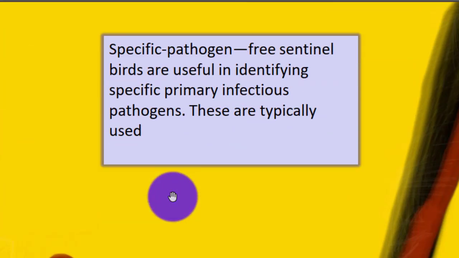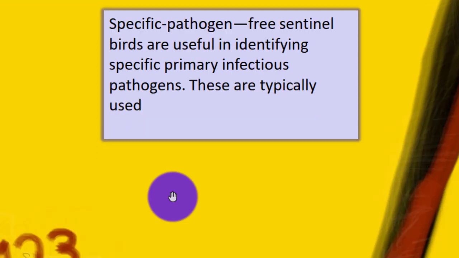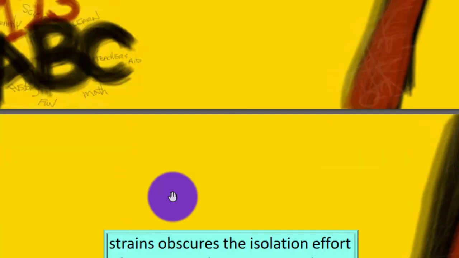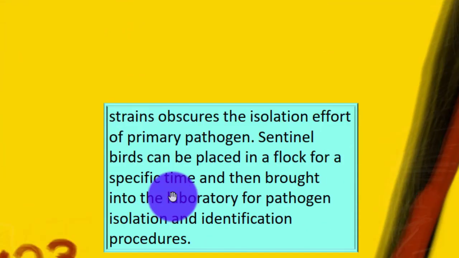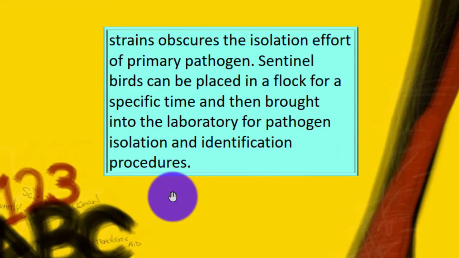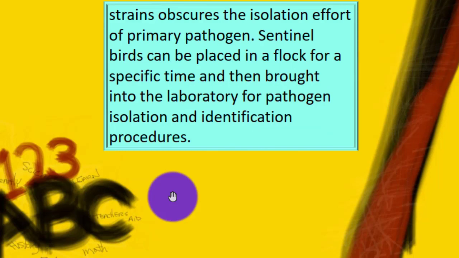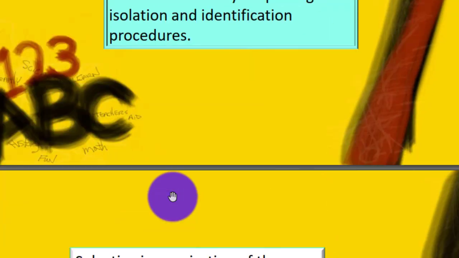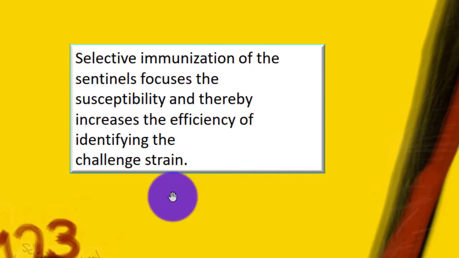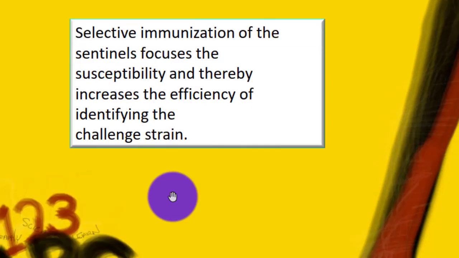Specific pathogen-free sentinel birds are useful in identifying specific primary infectious pathogens. These are typically used when interference from overwhelming co-pathogens or vaccine strains obscures the isolation effort of the primary pathogen. Sentinel birds can be placed in a flock for a specific time and then brought into the laboratory for pathogen isolation and identification procedures. Selective immunization of the sentinel focuses the susceptibility and thereby increases the efficiency of identifying the challenge strain.